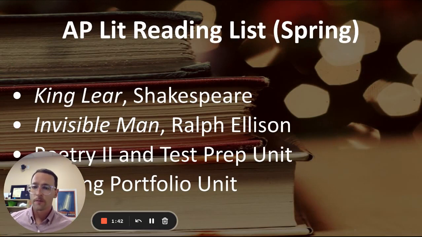In the spring, we're going to kick off in January. We're going to read King Lear. Then we're going to read Invisible Man by Ralph Ellison. Our third unit, around late April, is going to be Poetry 2 and a test prep unit for students who do choose to take the AP English Literature test. We're going to be prepping that in April, and then we're going to have a portfolio unit at the very end. The last thing we're doing after the AP Lit test is over.